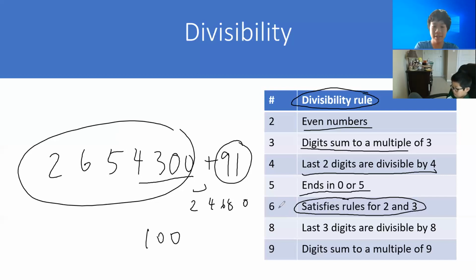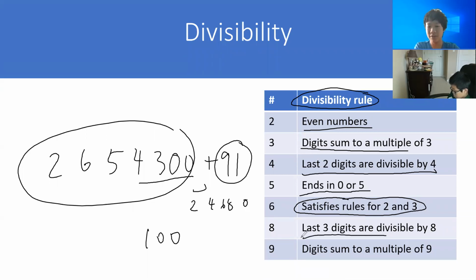So for 6, 6 equals 2 times 3. If a number is a multiple of 2 and a multiple of 3, then it's a multiple of 6. Similarly, let's say we want to find a multiple of, I don't know, 15. We don't have a rule for 15, but 15 equals 5 times 3. So if we test divisibility by 5 and by 3, and it's divisible by both, then it must be divisible by 15. That's a little trick you can use to figure out divisibility of larger numbers that are two numbers multiplied together.